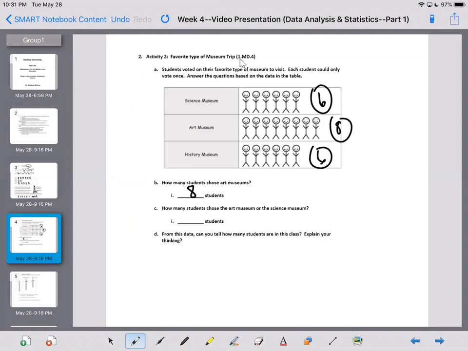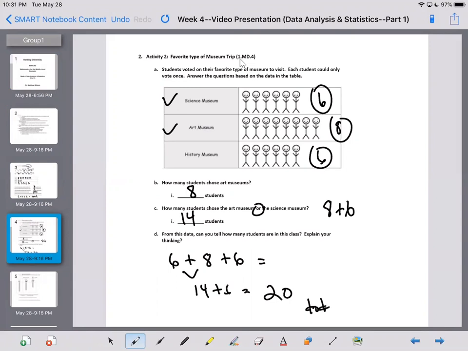How many students chose art or science? So this "or" is just representing the sum when we say art or science. So we get to add those together. And then from this data, can you tell how many students are in this class? Well, we would do a sum of this number sentence, so 6 plus 8 plus 6. And we would get 14 plus 6, so we would see there's 20 total students in the class.